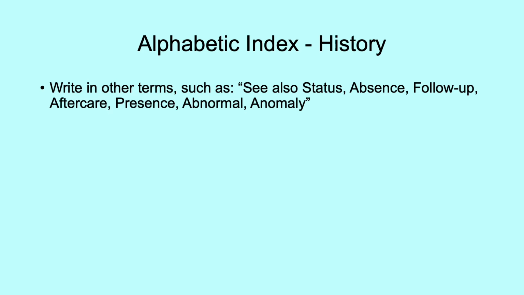Also in history, there's some other terminology that you might originally think was under history, but it might not be. So you can write in other terms such as status, absence. If you have a history of removal of the appendix, write absence, and you look up absence as the main term. Follow-up, aftercare, presence, abnormal, anomaly. There are other terms that can be confused with history, and this will refer you to where you need to go to find the correct code.